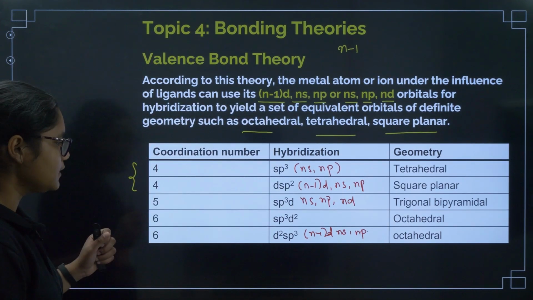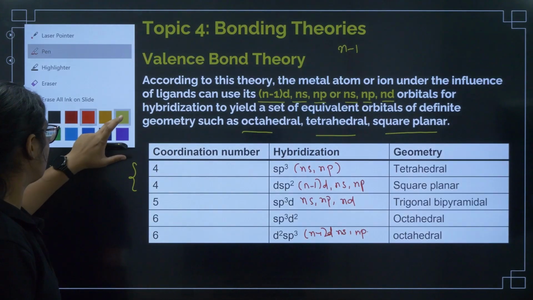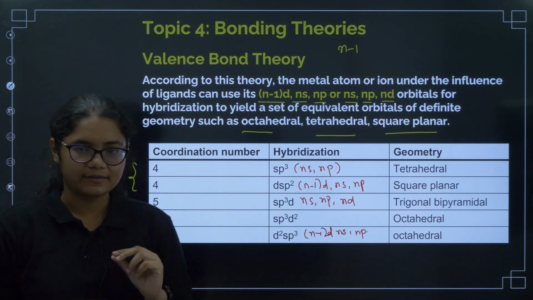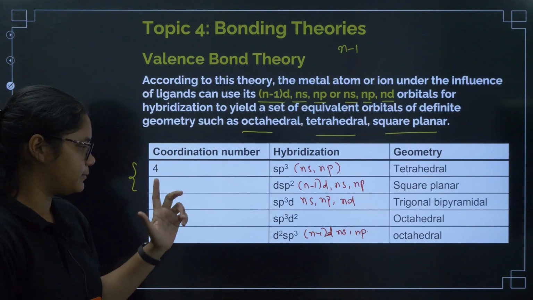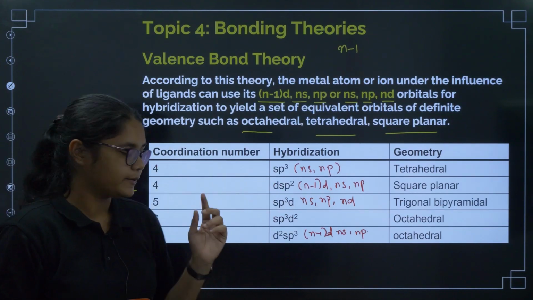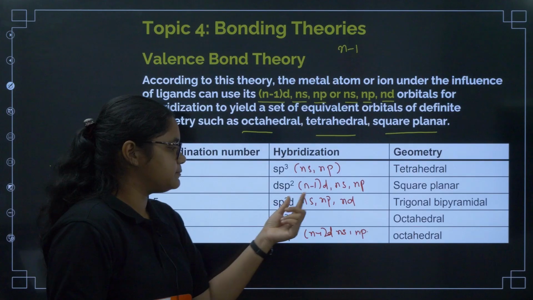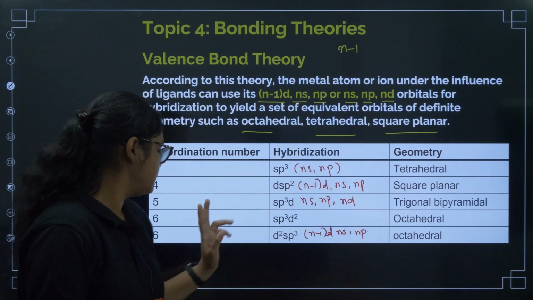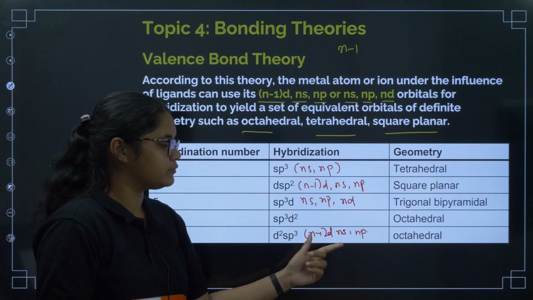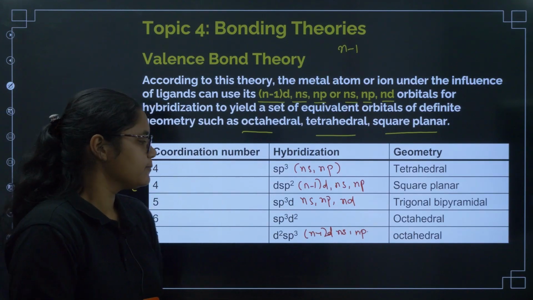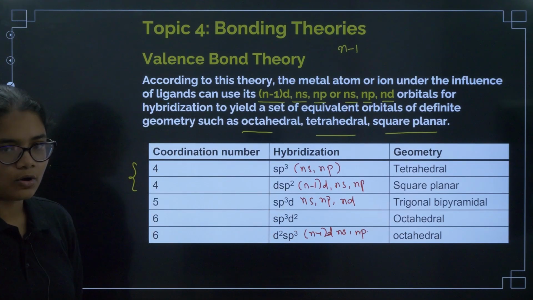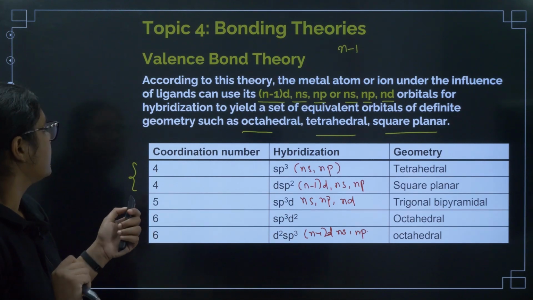Okay. So these are the geometries. Now what are the geometries produced? You can see for coordination number 4, we have two types of geometry, tetrahedral and square planar. For sp3 it is tetrahedral, for dsp2 it is square planar. For coordination number 5, sp3d, it is trigonal bipyramidal. For coordination number 6, sp3d2 is octahedral, d2sp3 is also octahedral. So whenever you are using n-1 d, we call it an inner orbital complex. Okay.